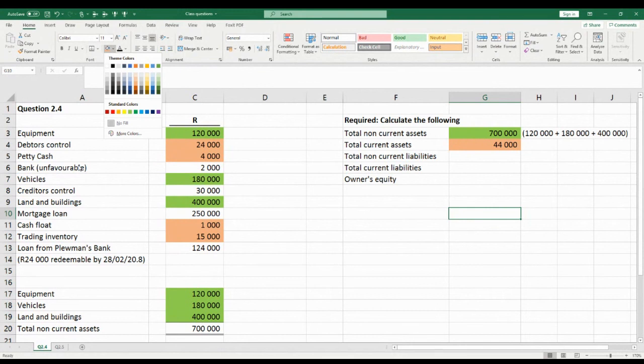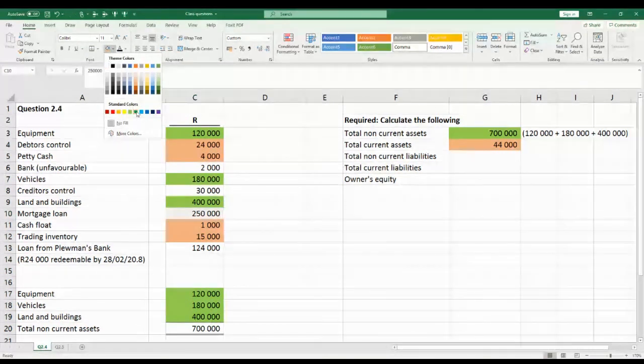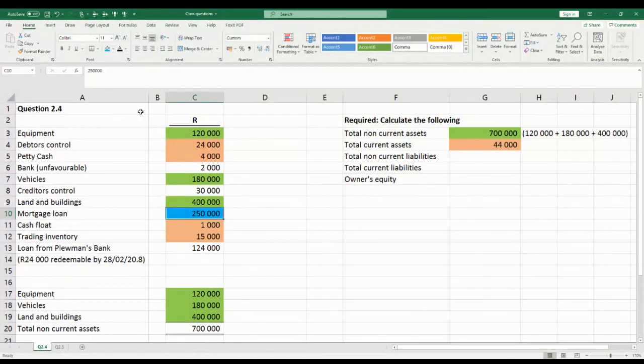Okay, so non-current mortgage loans. Is there anything else that you think is non-current? 10 and 6. Okay, so 6 is bank unfavorable, and number 10 is the mortgage loan.